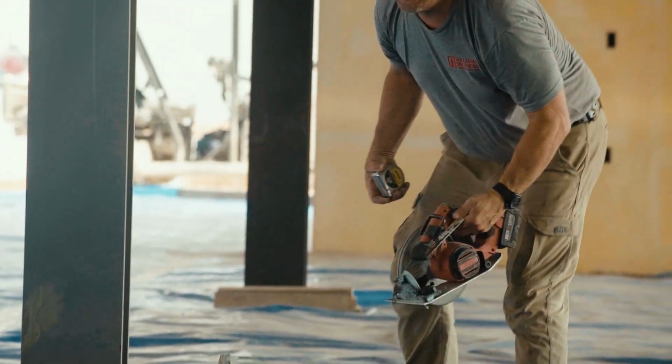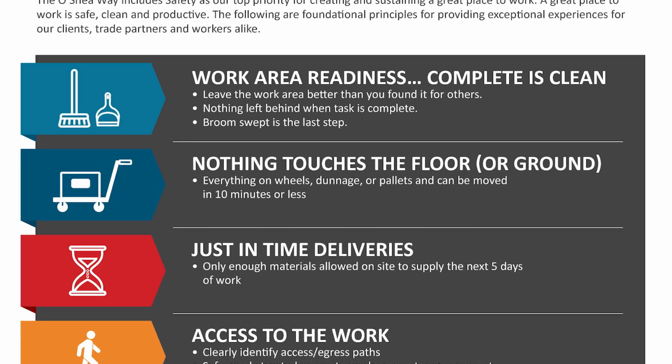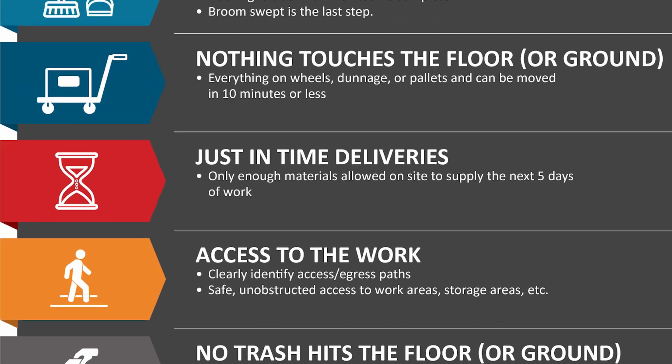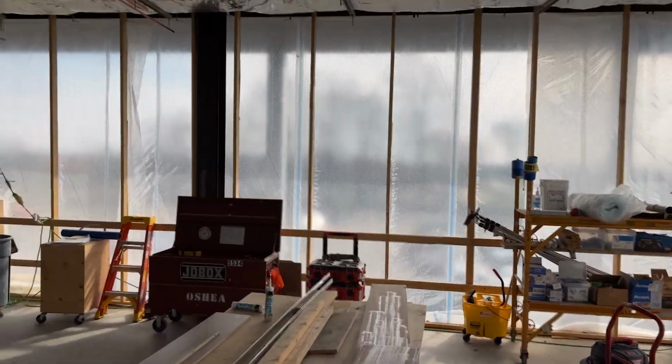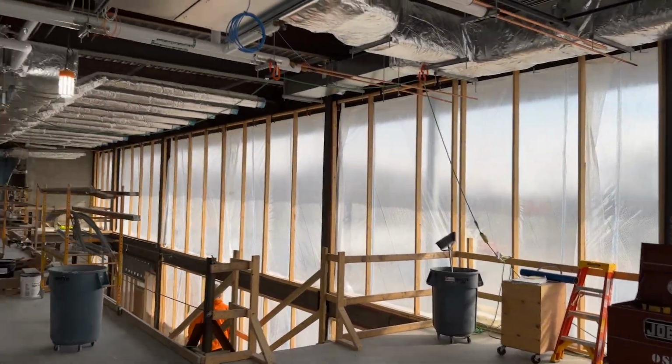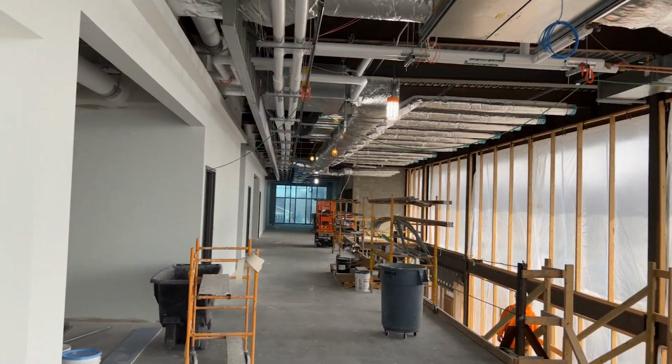And we talk about nothing touches the floor or ground. Our trash goes in gondolas, our materials are up on pallets, easy to move and transport around the job as needed. We talk about just-in-time deliveries. We don't clutter our job with that overproduction, with that excess inventory. We don't clutter the production line with extra materials. We produce materials and deliver them just in time.